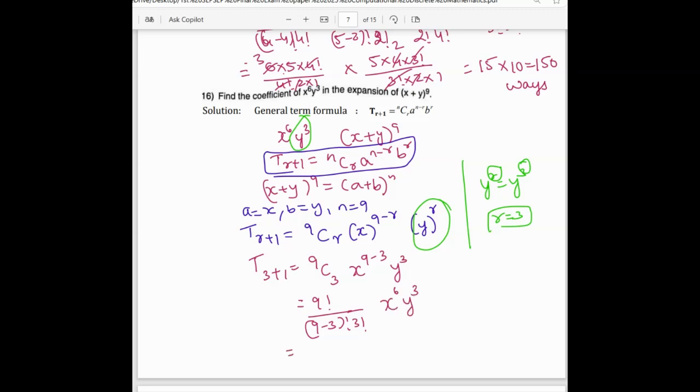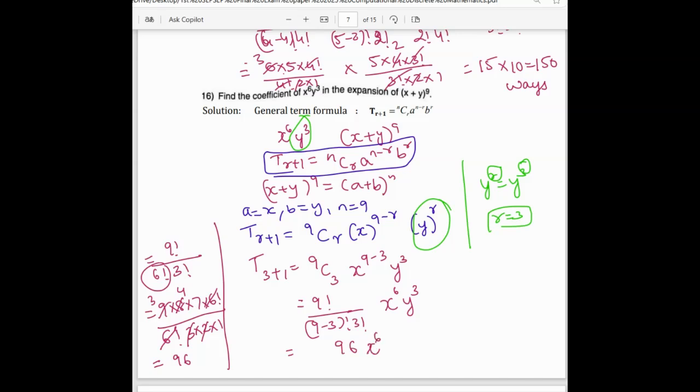Then if you simplify this, that will be 9 factorial divided by 9 minus 3 is 6 factorial, 3 factorial. So we can write 9 as 9 into 8 into 7 into 6 factorial. Because 6 is a greater number, we'll stop at 6 factorial. Then 3 factorial can be written as 3 into 2 into 1. So 3 one time, 3 threes are 9, 2 one time, 2 fours are 8. So 6 and 6 get cancelled. So it is 3 into 4 is 12, 12 into 7, 12 sevens are 84. So the answer is 96 x power 6 y cube.